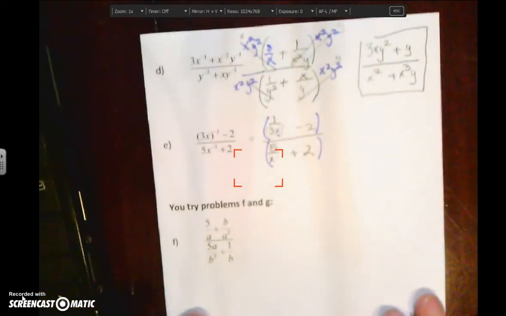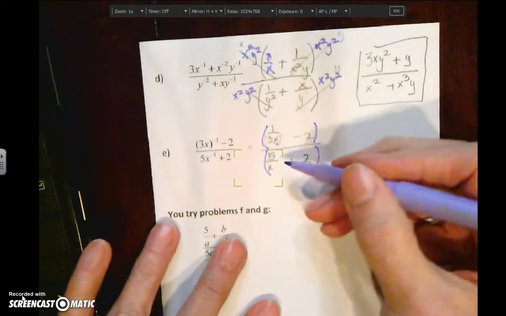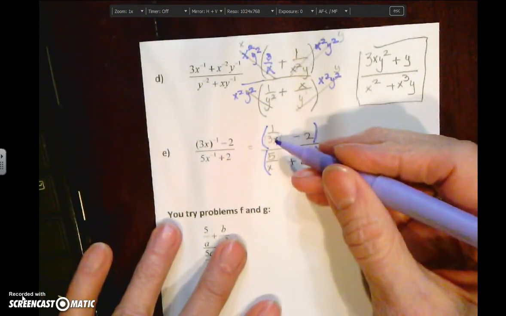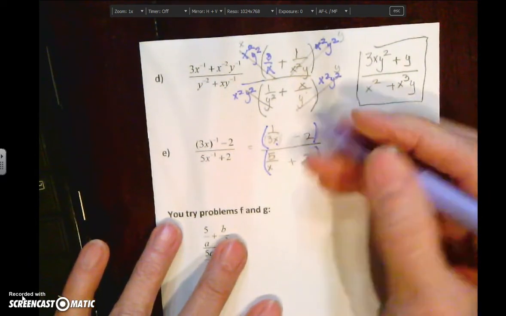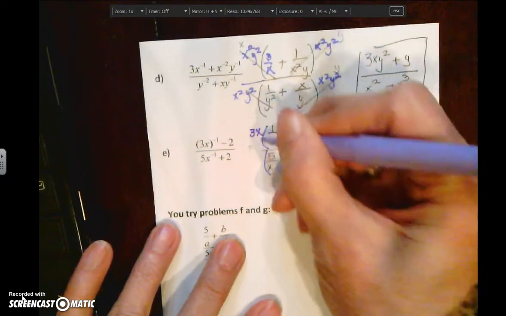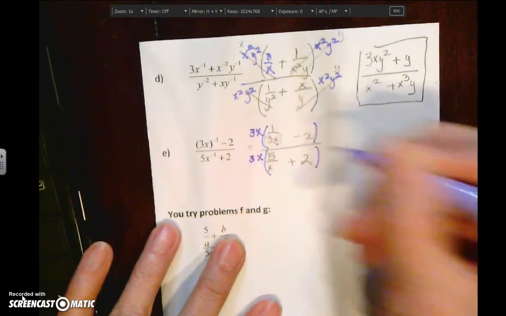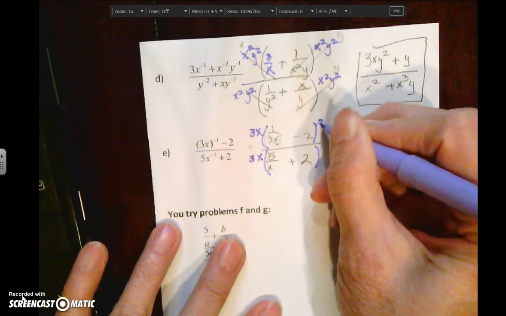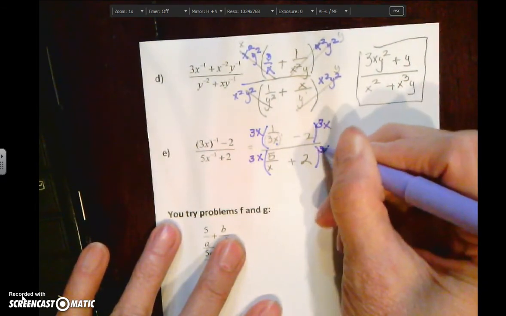I have a 3x and an x. It's just so blurry. Hang on. Better? Okay, so I have a 3x and an x. So my common denominator has got to have a 3 and it's got to have an x. So 3x over 3x. And then I'll put it on the other side as well.